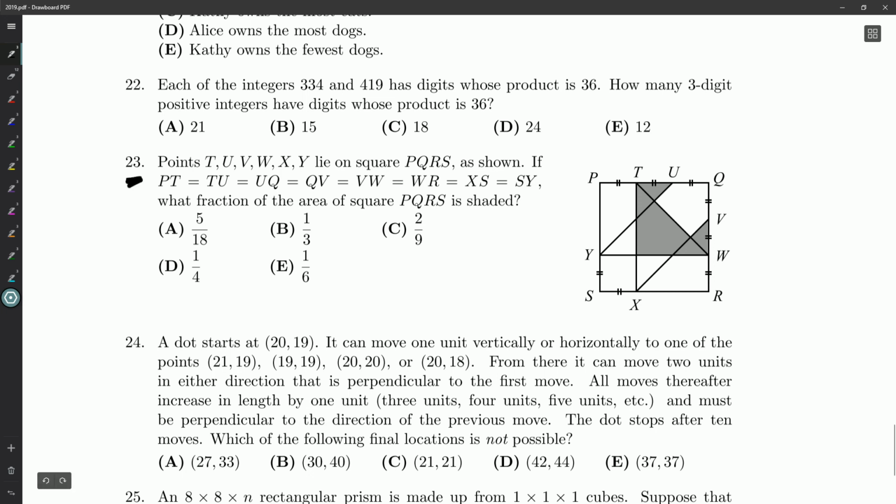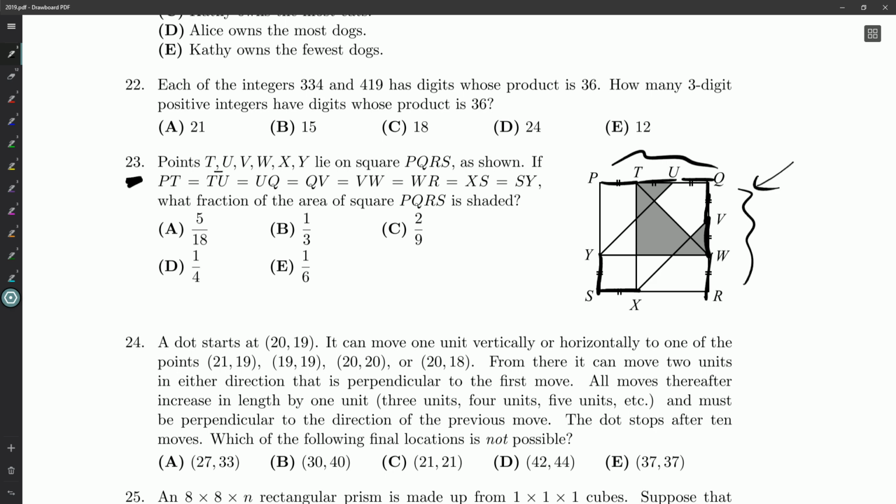Root Beer here, looking at question 23, midway through part C of our grade 7 Gauss paper from 2019. Points T, U, V, W, X, and Y lie on square PQRS as shown. Oh, that's quite a diagram they've got there. PT, TU, UQ, QV, VW, and WR, SX, and SY are all the same length. So it looks like we've divided the sides up here into thirds. Okay. What do we want? What fraction of the area of PQRS is shaded?